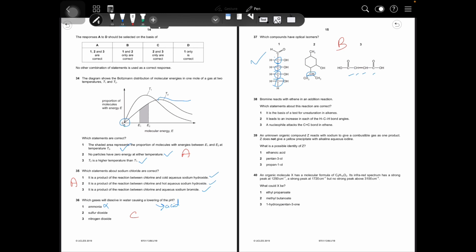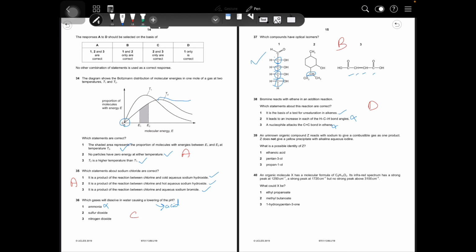Bromine reacts with ethene in an addition reaction. Which statements about this reaction are correct? It is the basis of the test for unsaturation of alkenes. This is true because we see the color change from orange to colorless. It leads to an increase in each of the HCH bond angles. This is not true. A nucleophile attacks C double bond C. This is incorrect because the C double bond C itself is a nucleophile. So the answer is D.